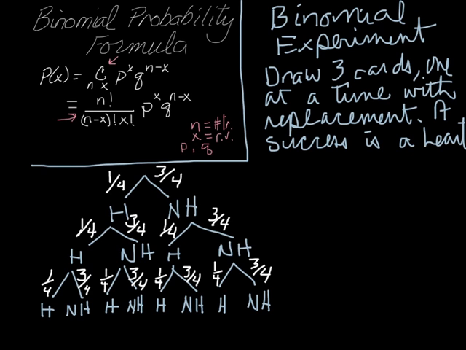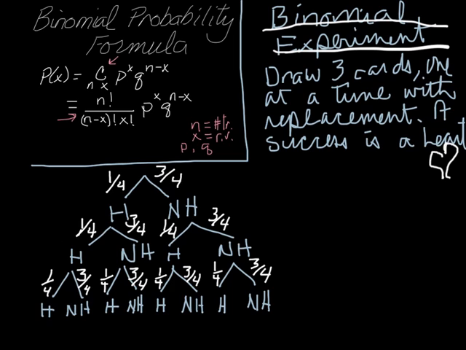So I want to explain this example as we get started. First of all, we're going to have a binomial experiment. And that experiment is, I want to draw 3 cards from a deck. I want to draw those cards one at a time with replacement. In other words, I'm going to put the card back in the deck and shuffle it. A success is going to be drawing a heart. Alright? A success is a heart.